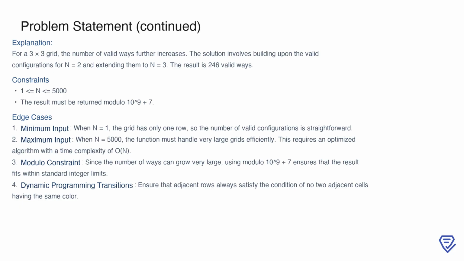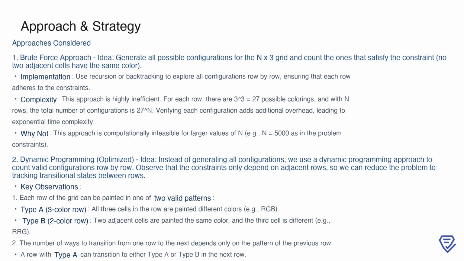With this exponential growth in possibilities, it becomes clear that we need an efficient approach to calculate the result for larger values of n, especially since the upper limit for n is 5,000. This is where the constraints and key observations become important. The constraints for this problem emphasize the need for efficiency. First, the grid has a fixed width of 3 columns, and the number of rows can be as large as 5,000. This makes brute forcing through all possible configurations computationally infeasible.